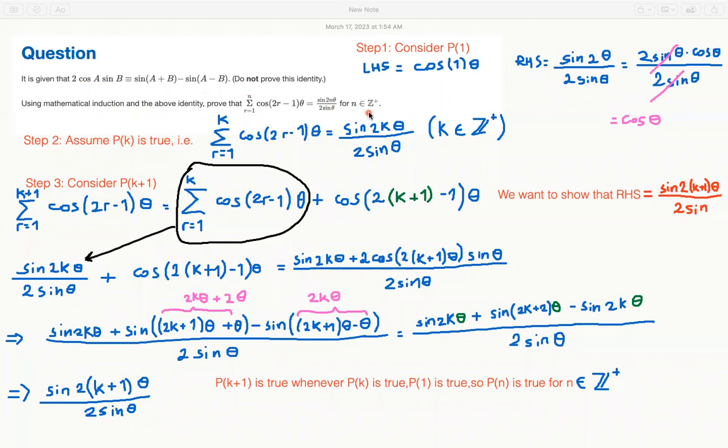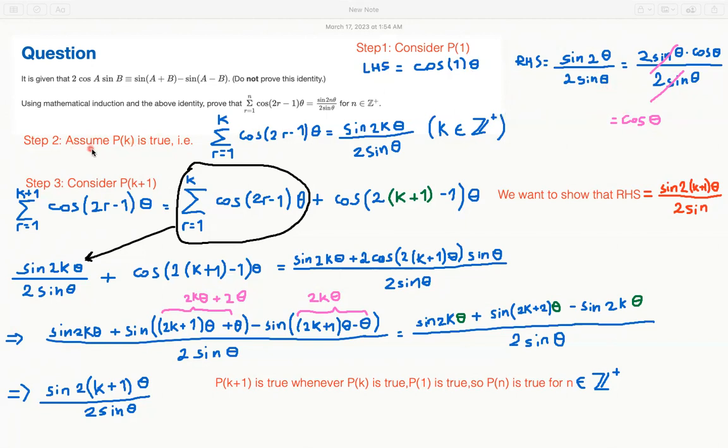In this type of question, if it is an induction question, always use these 3 steps. The first step is you always consider P1. P1 means you just plug in 1 for r in this case. So 2 times 1 is 2, minus 1 is 1, so the left hand side will be cos 1θ. On the right hand side, if I plug in n equal to 1, this is going to be sin 2θ over 2 sin θ, and the 2 sin θ and this one cancel each other. I get only cos θ. So left hand side equals right hand side, and step 1 is done. This is just 1 mark.